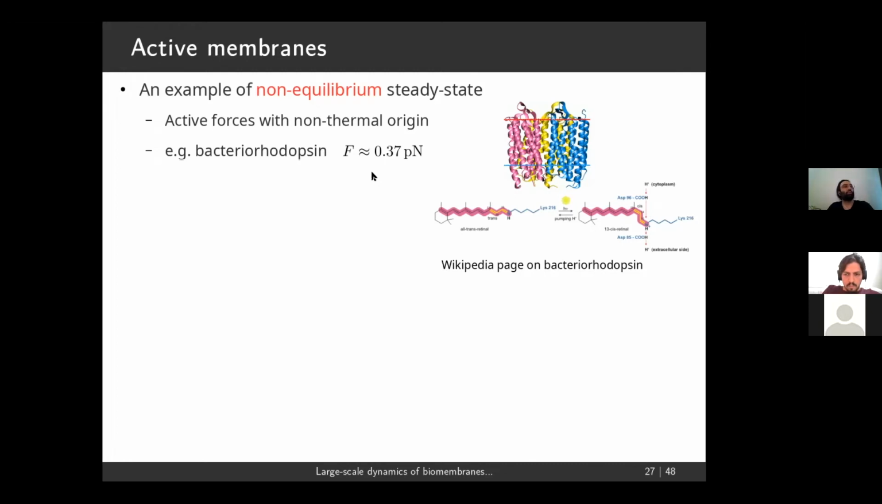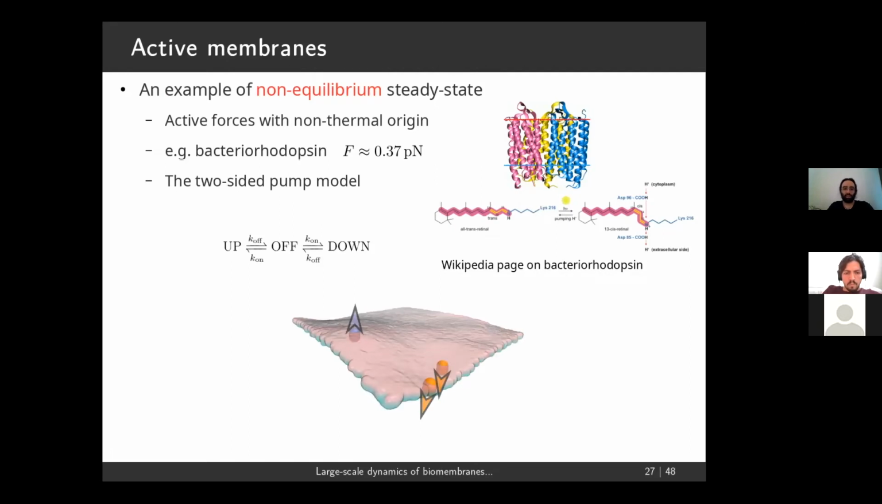If I'm remembering correctly, people call this the purple membrane. So yeah, you can make this also in a lab. You can introduce this bacteriorhodopsin to a membrane and then shine a light, and you can observe the effect of these forces.